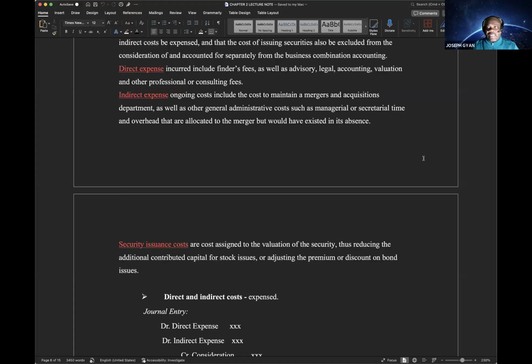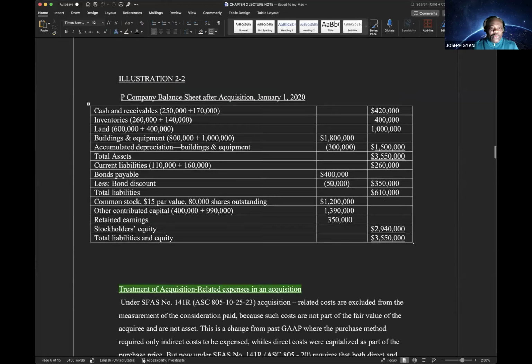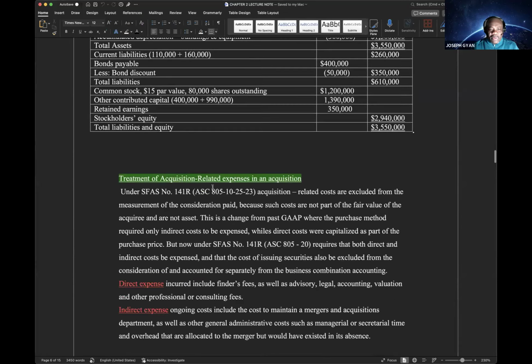So if you look at the lecture note here, what about the treatment of the other related expenses when you are buying the company? There's an extra expense you are going to incur. For example, you have to hire a lawyer, you have to hire the accountant. All these people, you have to pay them, right? You have to hire someone to find the stocks for you. So all these people, we have to pay them.